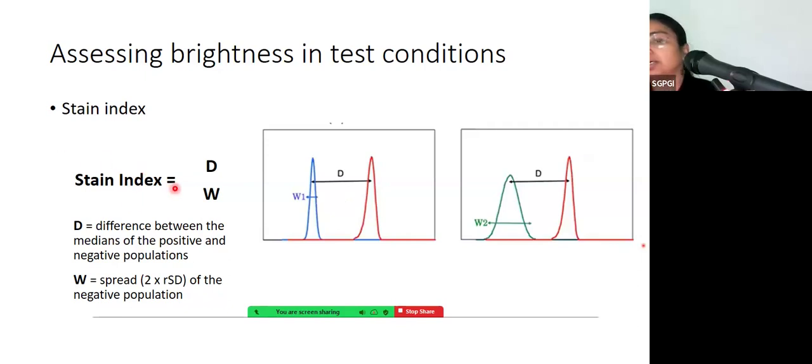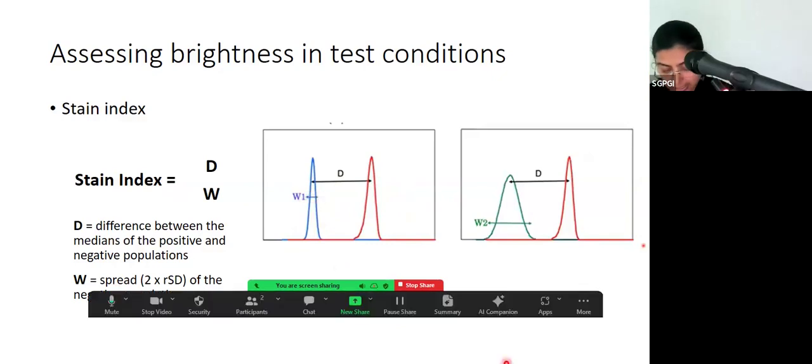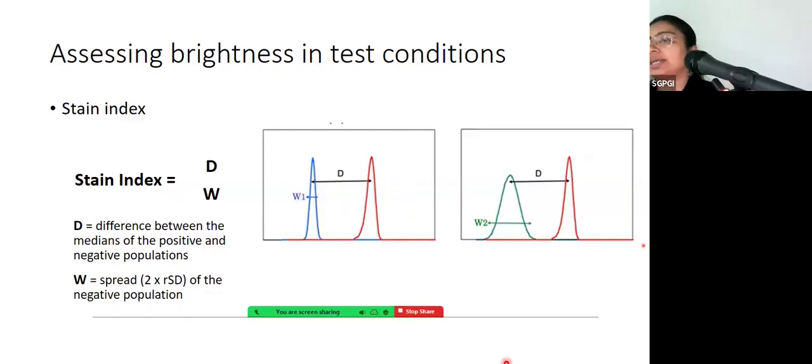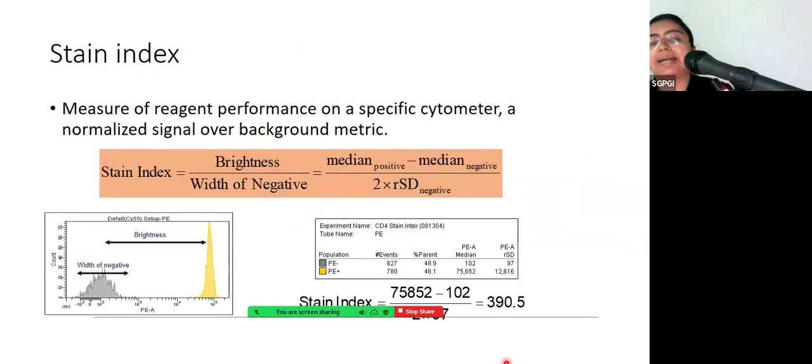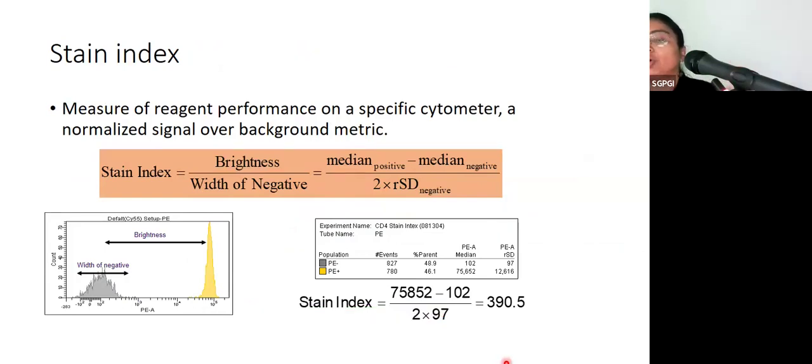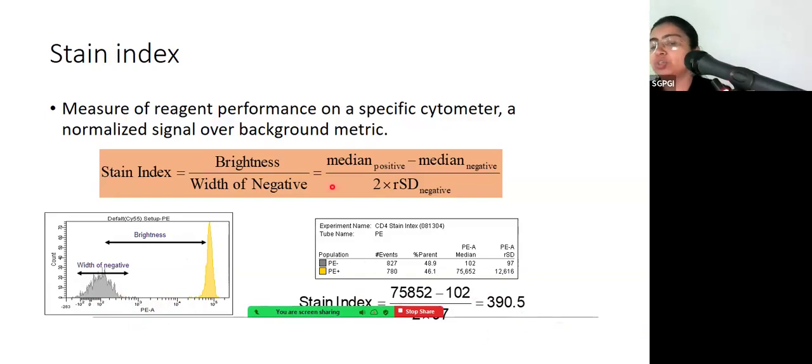So this is the mathematical calculation that is done. You calculate the difference between the median of the positive and the median of the negative, and you divide it by the robust SD of the negative population to obtain the stain index. And this is good because, if you are working with an antibody, you can calculate the stain index of that titrated volume to know how much area you have for separation of the bright and the negative. So this is also a measure of your reagent on your cytometer once you've normalized for everything. This is an example where the PE signal has the stain index calculated, and these values you can easily get from your cytometer. These are the stats which your cytometer will give you.